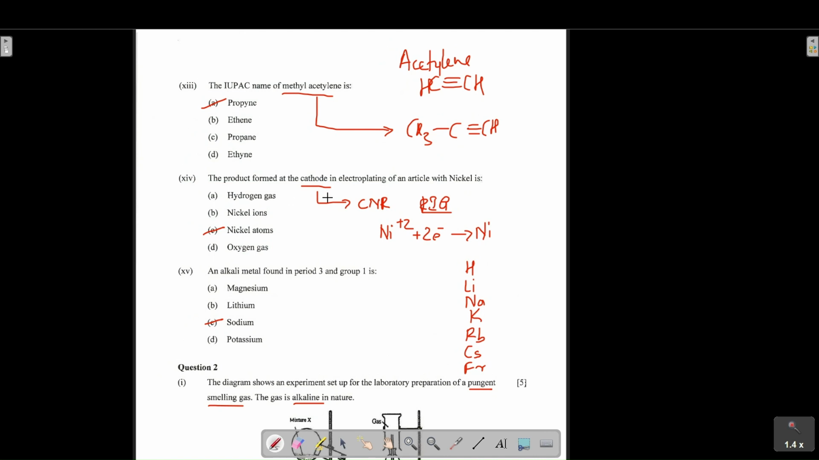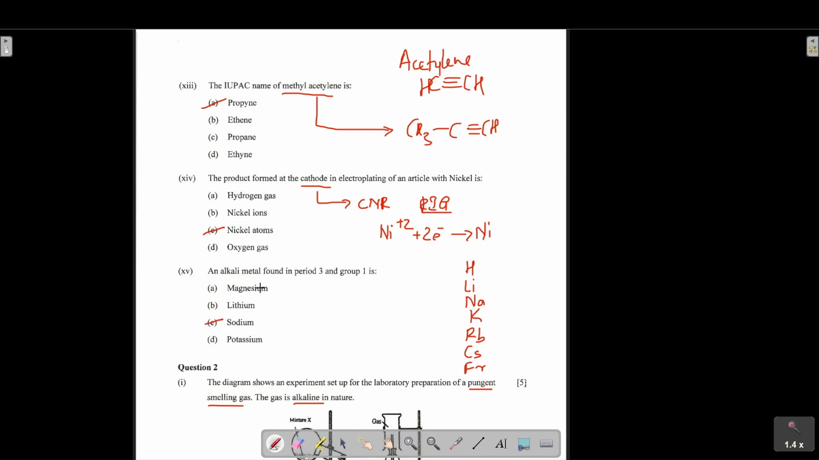The product formed at the cathode in electroplating of an article with nickel. At the cathode, the metal ions or the cations always go and deposit. Cathode is negative, and reduction takes place there. Reduction is gain of electrons. So nickel 2 plus goes to the cathode, gains electrons and forms nickel atoms.